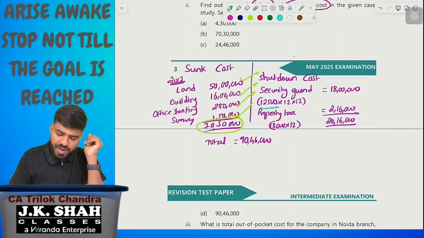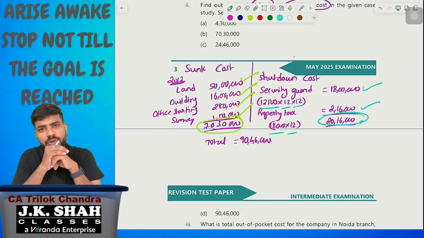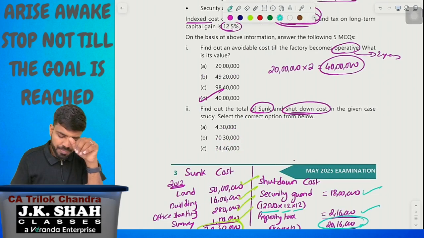Security guard: 12,500 into 12 months into 12 years, 18 lakhs. Property tax: 18,000 into 12 years, 2 lakh 16,000. Together it comes to 20 lakh 16,000. Look at the question. They are asking to find out the total of sunk cost and the total of shutdown cost. Just now we calculated. In the given case study, select the correct option from below.